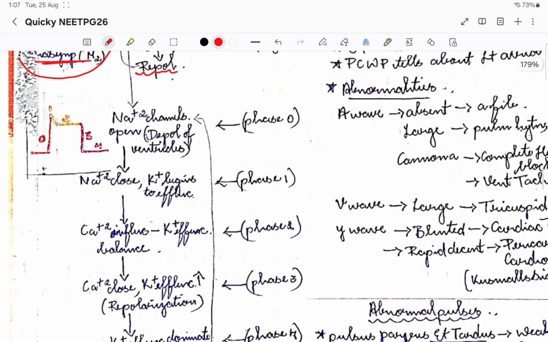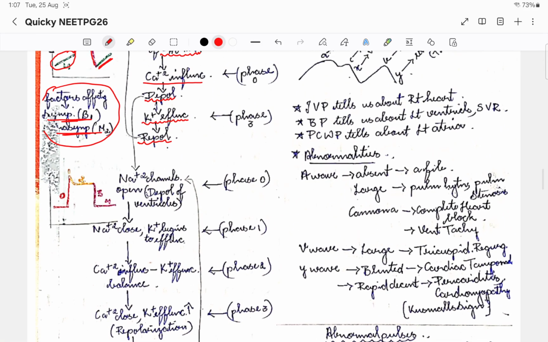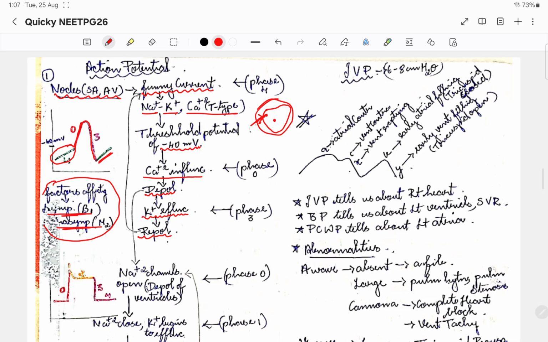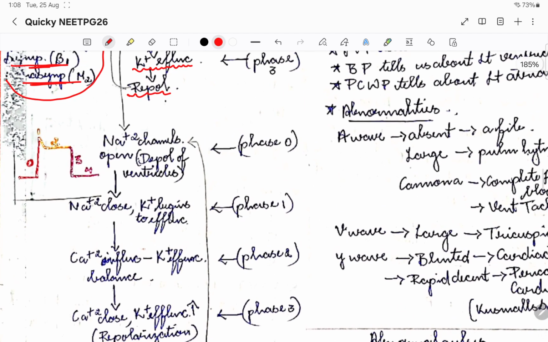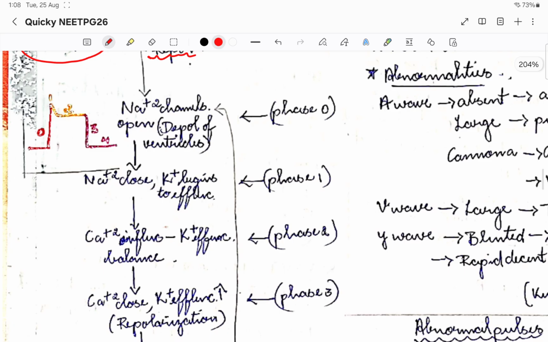Now coming to the ventricular action potential. Now that the depolarization has happened in the atrium, the next action potential is happening. After the depolarization, it tells the sodium channel that is present in the ventricular cells of the heart to open. So the sodium channel opens. This is phase 0. In phase 0, there is sodium channel opening.